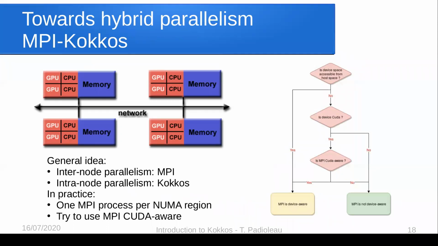As I also said, Kokkos only provides shared memory parallelism. So to target supercomputers, you also need to go to multiple nodes. So we used a hybrid parallelism using MPI plus Kokkos. The general idea is to use MPI to go to multiple nodes and to let Kokkos use the shared memory parallelism inside a node. In practice, we use one MPI process per NUMA region, and Kokkos doesn't handle multiple GPUs. So you have to use one MPI process per GPU if you want to use, let's say, up to 4 GPUs on a node.